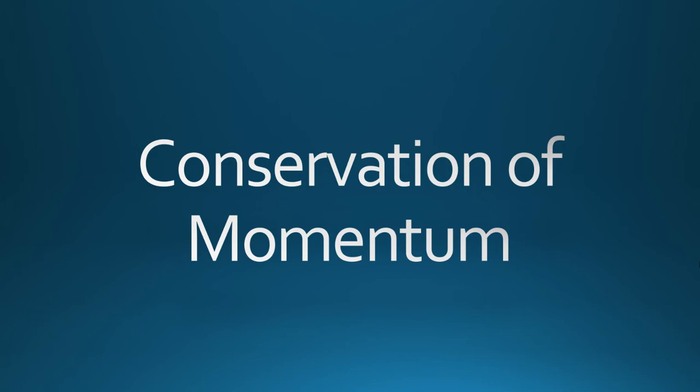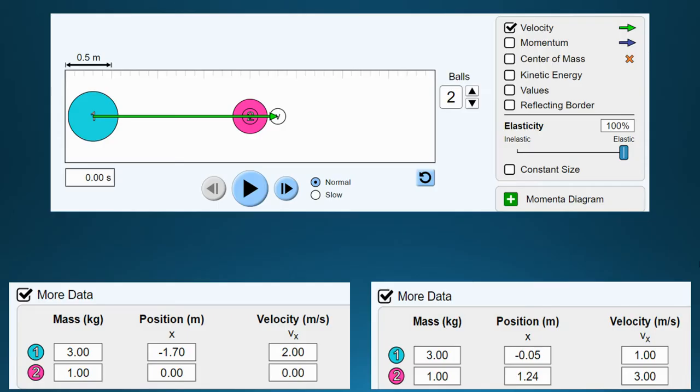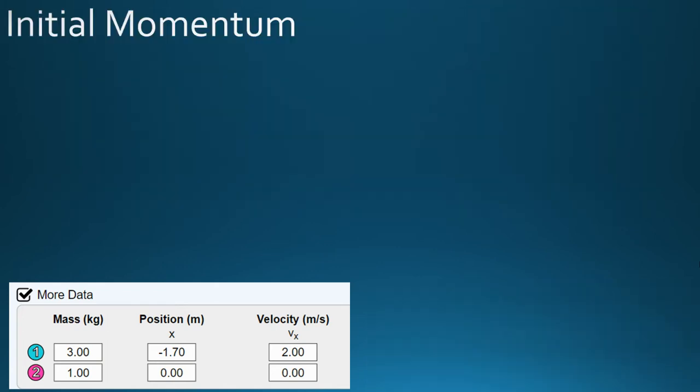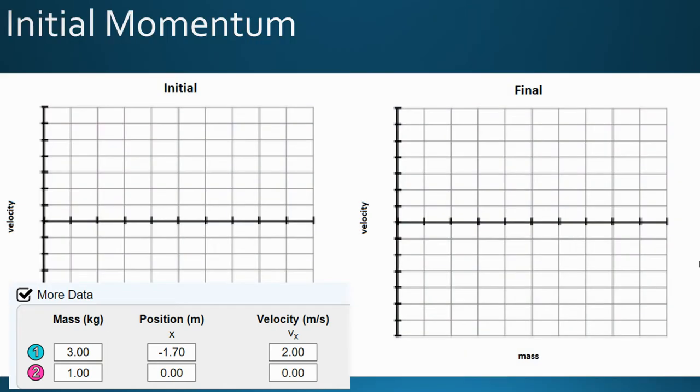Conservation of momentum. So let's look at the example on your collision lab that we did today. Let's review that a little bit. We have ball 1, we have ball 2, and we set it up with the following conditions. The initial momentum of ball 1 has a mass of 3 and a velocity of 2. So on our mass velocity graph, we're going to make a block that is 3 kilograms wide and 2 meters per second tall.